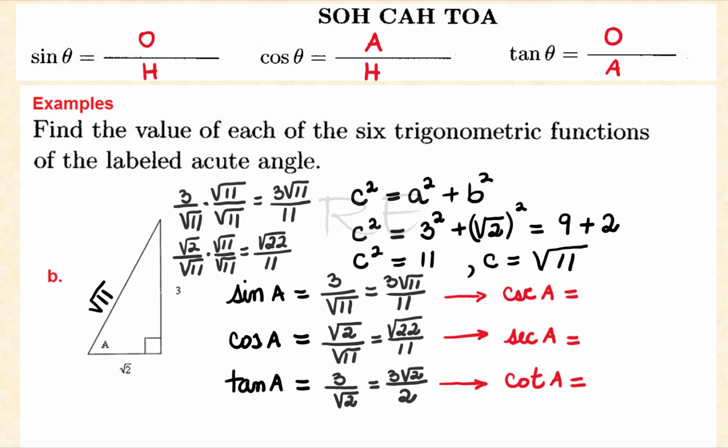Cosecant is the reciprocal of sine. Cosecant A will therefore be square root of 11 over 3. Secant is the reciprocal of cosine. So secant A will be square root of 11 over square root of 2. When we multiply by square root of 2 over square root of 2, we'll get square root of 22 over 2. Cotangent A is equal to square root of 2 over 3, the reciprocal of tangent.